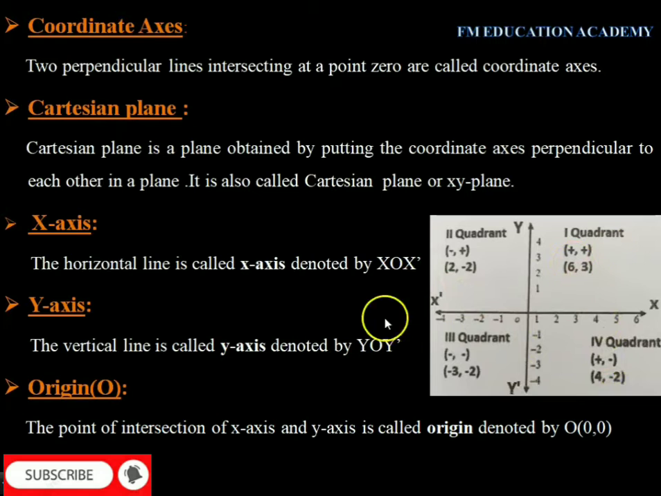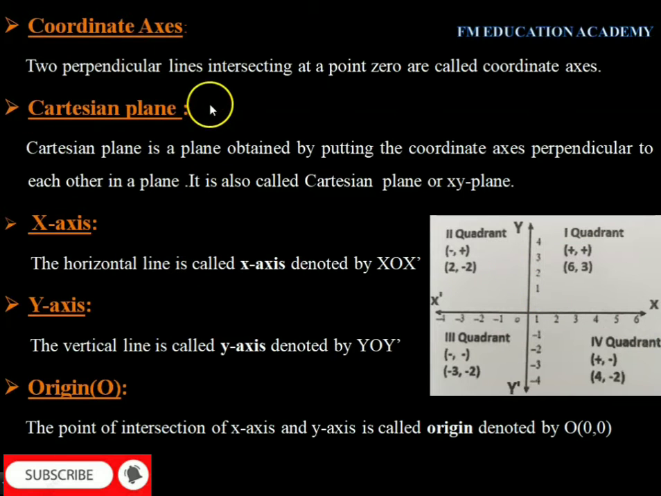And these X'OX and Y'OY together are called the coordinate axes. What are coordinate axes? Coordinate axes are the two perpendicular lines which intersect at a point O.